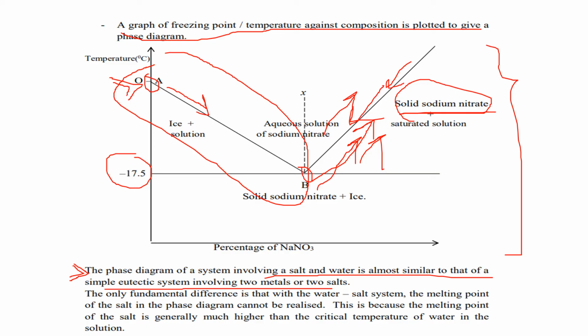That's why I've told you this explanation of this part remains the same, but I gave notes about it. So you pause the video and then you take the notes. And then we are saying that the only fundamental difference is that with the water to salt system, the melting point of salt in the phase diagram cannot be realized, and this is because the melting point of the salt is generally much higher than the critical temperature of water in the solution.